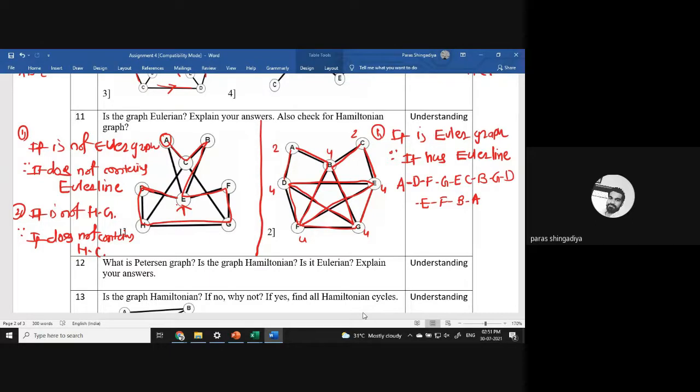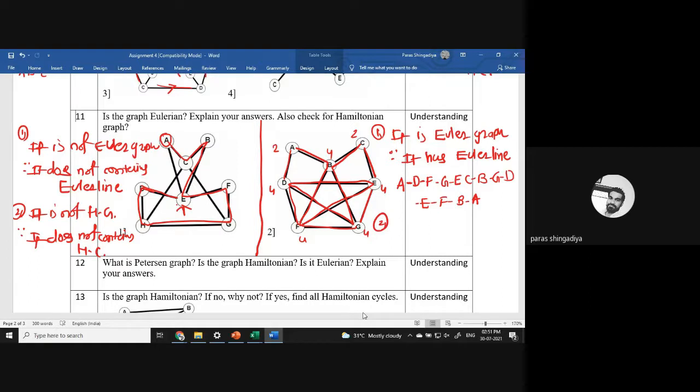Okay? Do not mix up this Hamiltonian and Euler condition. In the Euler condition we just focus on every edge, and in that we repeat the vertex also. Clear? But in the Hamiltonian case you have to focus on every vertex exactly one time. Here we cannot repeat any vertex in any case. Clear? So do not mix it up. Okay, they both are different.